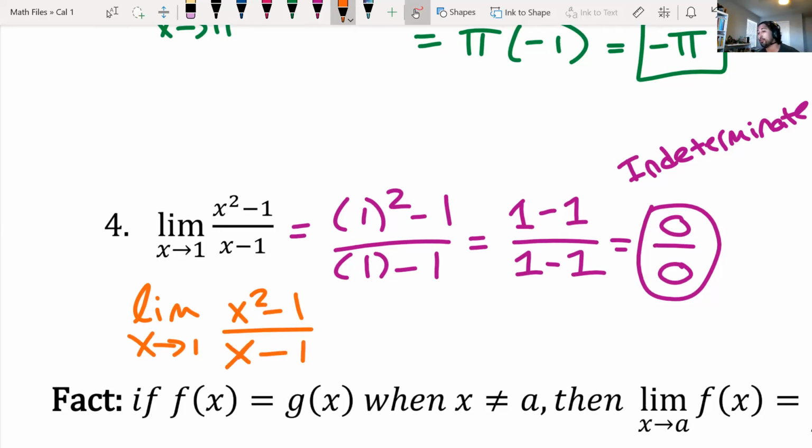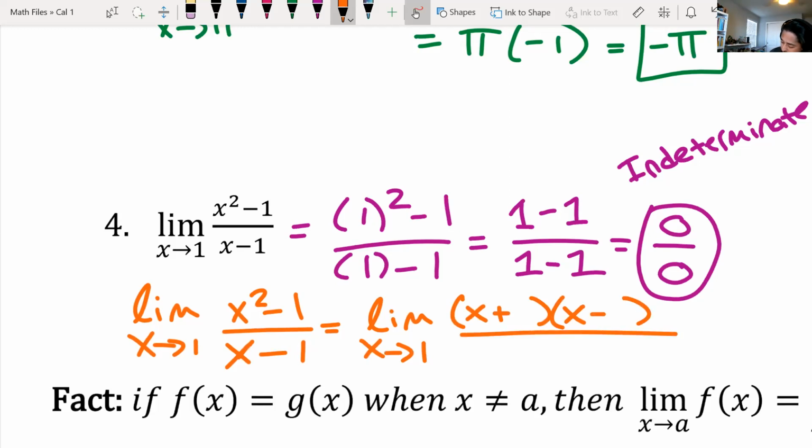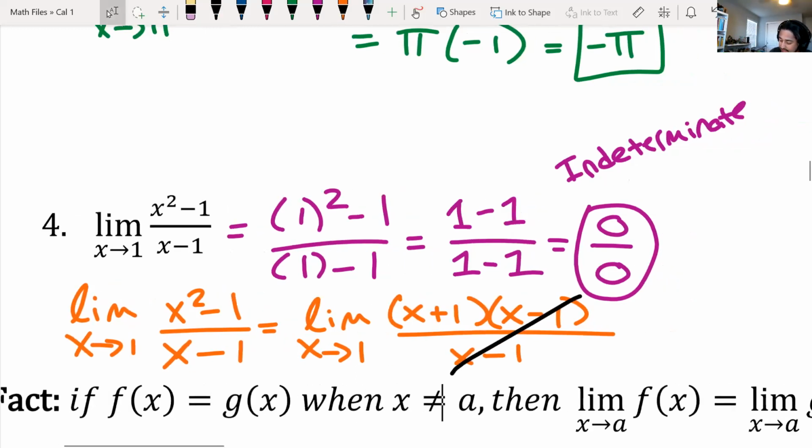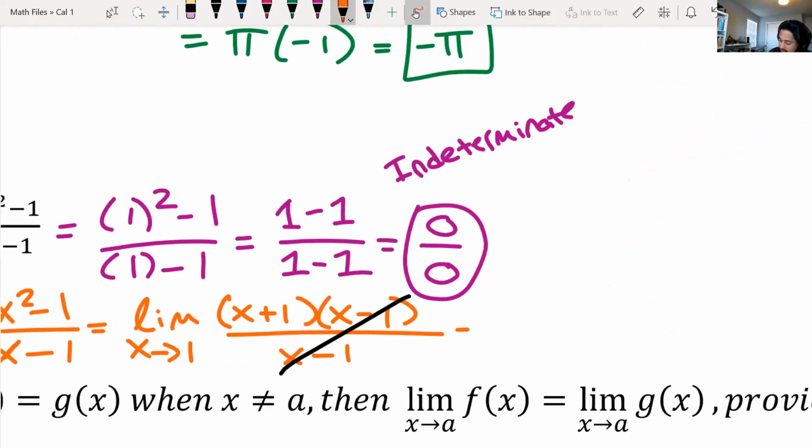What do you notice about the numerator? It's a difference of squares, which can be factored out. So what is x squared minus 1 factored to? x plus 1, x minus 1. There you go. And then on this step, what's going to happen? The x minus 1's cancel. And then we get the limit as x approaches 1 of x plus 1.